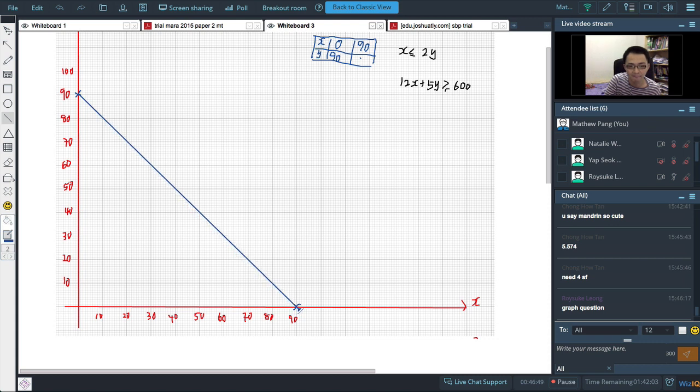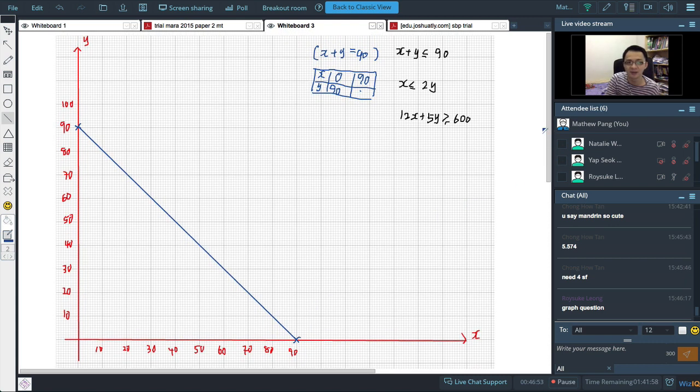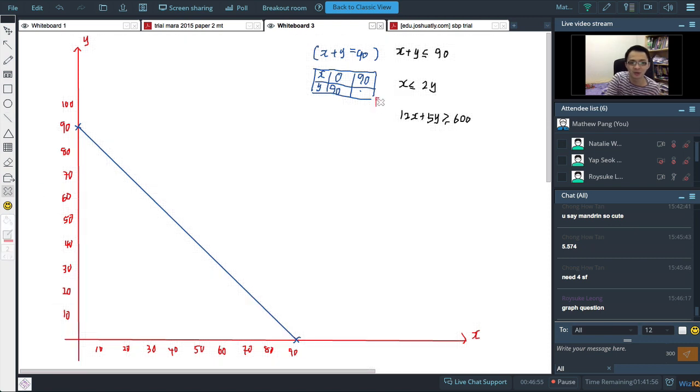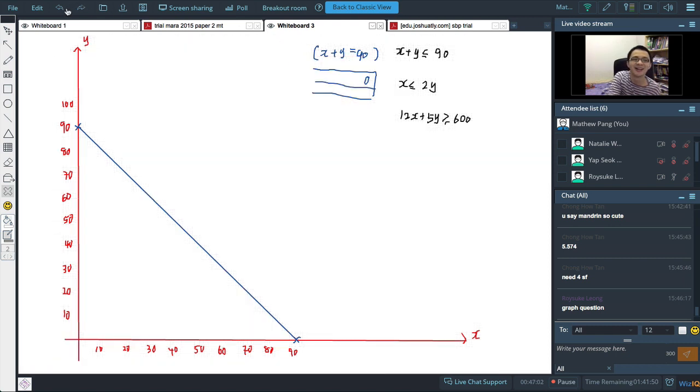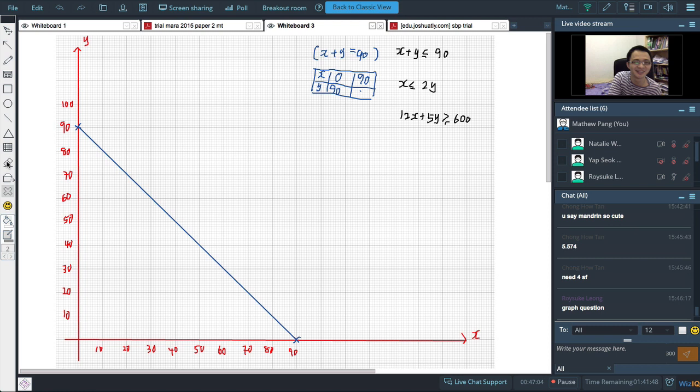So if you're done with this one, I'm going to erase it. Oh my god, I cannot erase. Can I use the eraser? Okay, interesting. This is what happens when the app is too smart. Alright, never mind. I will fully utilize all the space here.